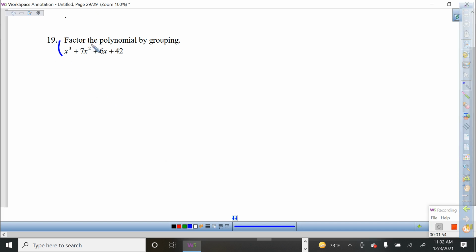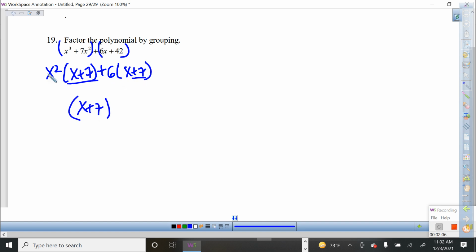Alright, let's see. Group: the GCF is x squared, we're left with x plus 7. The GCF is 6, we're left with x plus 7. What's the same here and here? x plus 7. And we have left what? x squared plus 6. Hands if you got that.